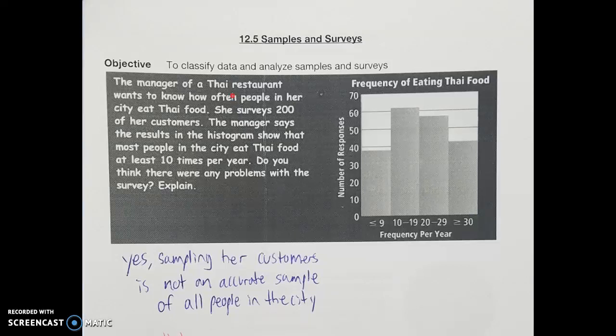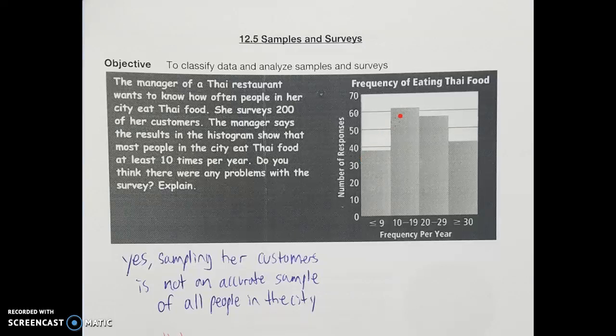Manager of a Thai restaurant wants to know how often people in her city eat Thai food. She surveys 200 of her customers and then says that the results in the histogram show that most people in the city eat Thai food at least 10 times per year. So we have to think if there are any problems with that survey.